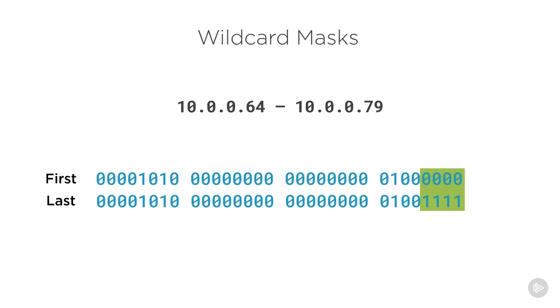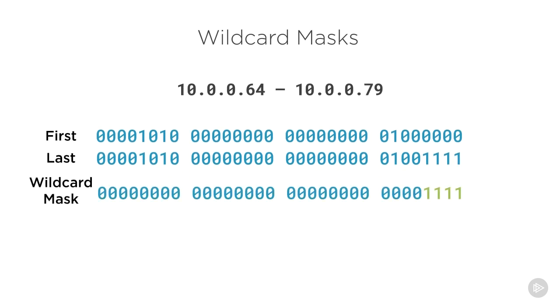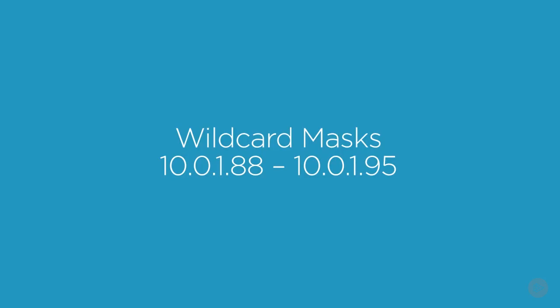So here what I can do is make those last 4 bits my wildcard mask on bits, the 1 bits there. And what that will do is give me a range from 10.0.0.64 through 10.0.0.79. So what I would write to get that range of addresses is 10.0.0.64 with a wildcard mask of 0.0.0.15. Let's take a look at another one.